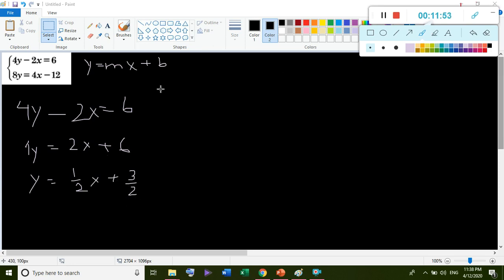Let's change also the second equation, so it's going to be 8y equals 4x minus 12. We're going to divide everything by 8, so 4 divided by 8 is half x, minus 12 divided by 8, which is 3 over 2.